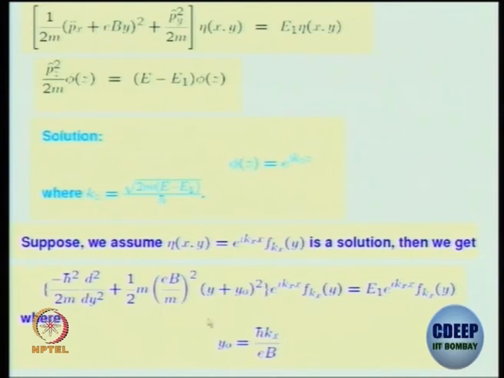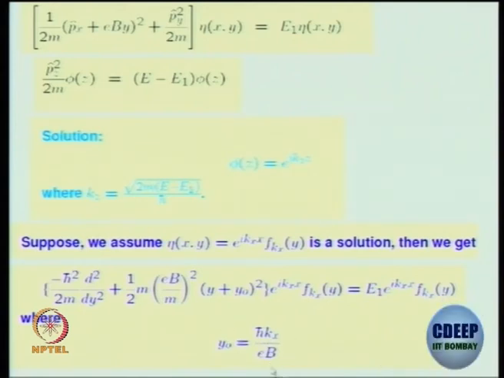But you can read off from here that there is a frequency, omega squared is (eB by m) the whole squared, and it is a shifted oscillator with the shift y naught dependent on the x component quantum number kx and inversely proportional to the magnetic field.